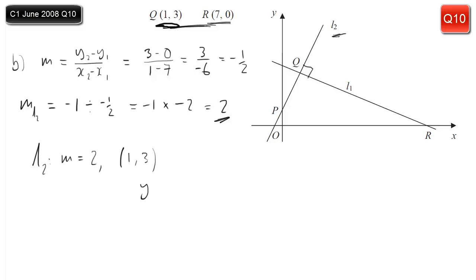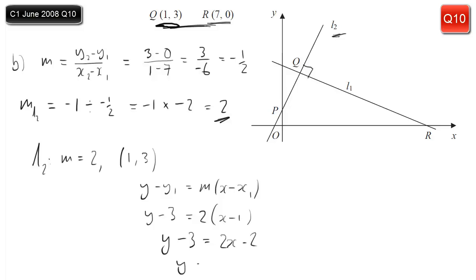So now I just use y minus y1 equals m times x minus x1, and I substitute in x1 is 1, y1 is 3, and m is 2. So y minus 3 is equal to 2 times x minus 1. It doesn't say what particular form it wants the answer in, so I'm just going to tidy it up. I'll probably put it in y equals mx plus c. So y minus 3 equals 2x minus 2, which gives me y equals 2x, if I add the 3 on, 2x plus 1.